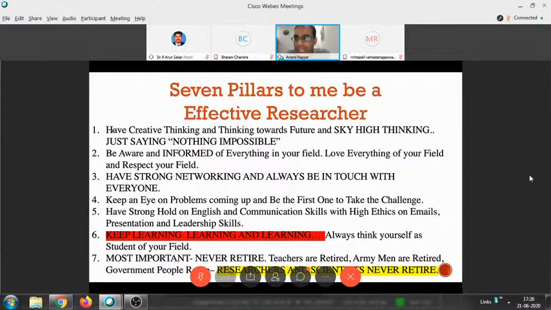These are the 7 pillars to be an effective researcher. Number one, have creative thinking and think towards the future. Because today we are writing a paper, which means it is going to be published in the future. It is going to be solving a problem. So even think of Apple, think of Microsoft today. They are working on the technology today. Even they are working on a future iMac and MacBooks today in 2020 that will be launched in 2022. So they have to think of the future. What will be the future people will hold their brands in their hands? So have a creative thinking and think of the future and have a sky high thinking.